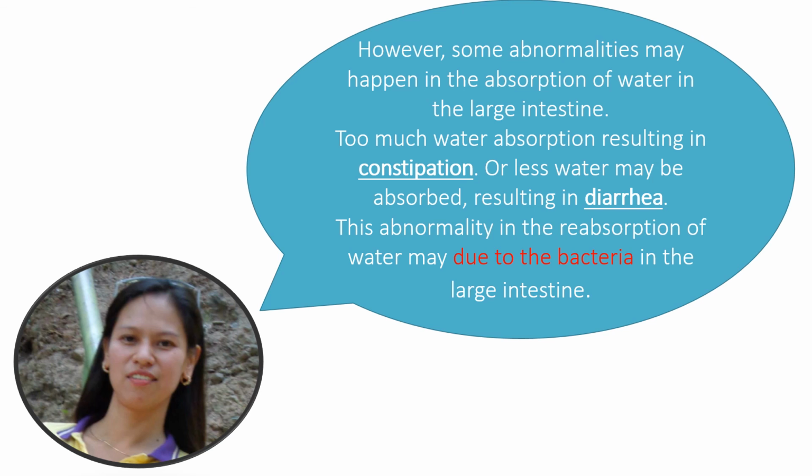However, some abnormalities may happen in the absorption of water in the large intestine. Too much water absorption results in constipation, or less water may be absorbed, resulting in diarrhea. This abnormality in the reabsorption of water may be due to the bacteria in the large intestine.